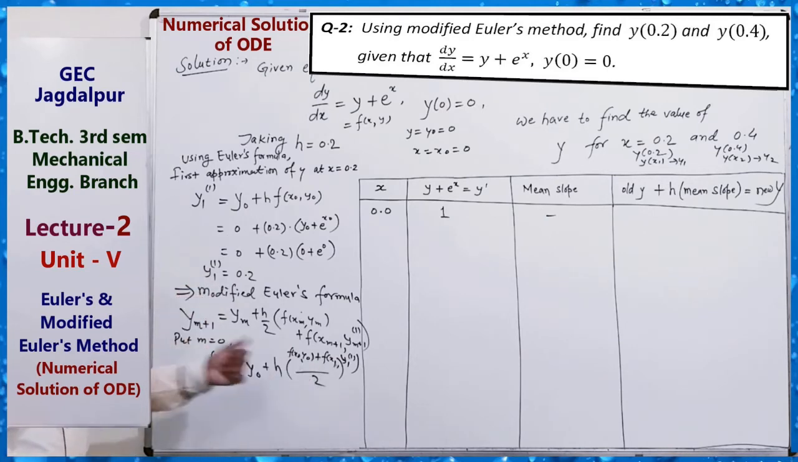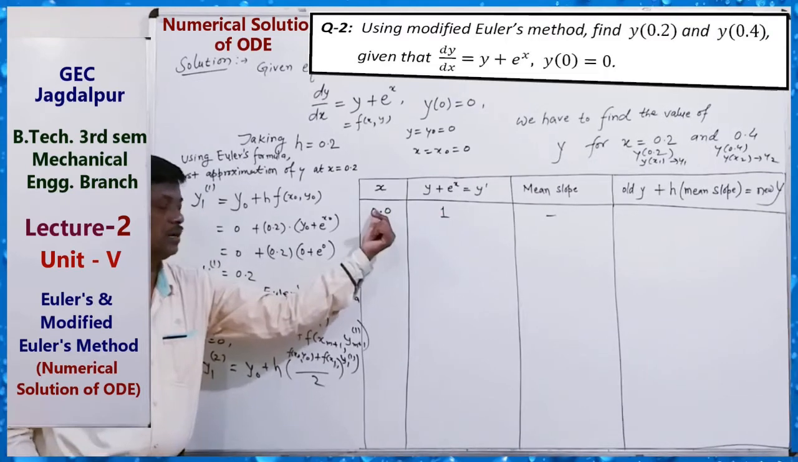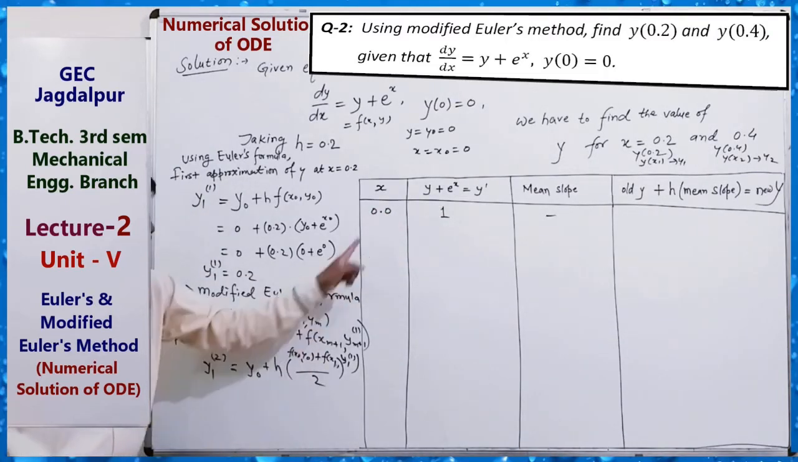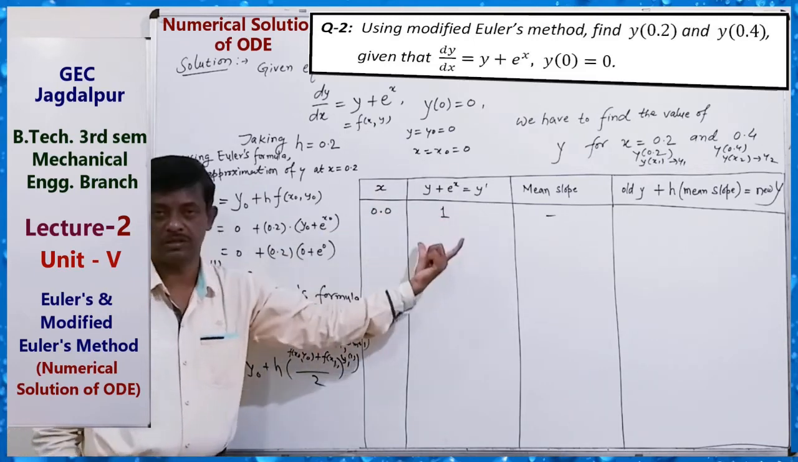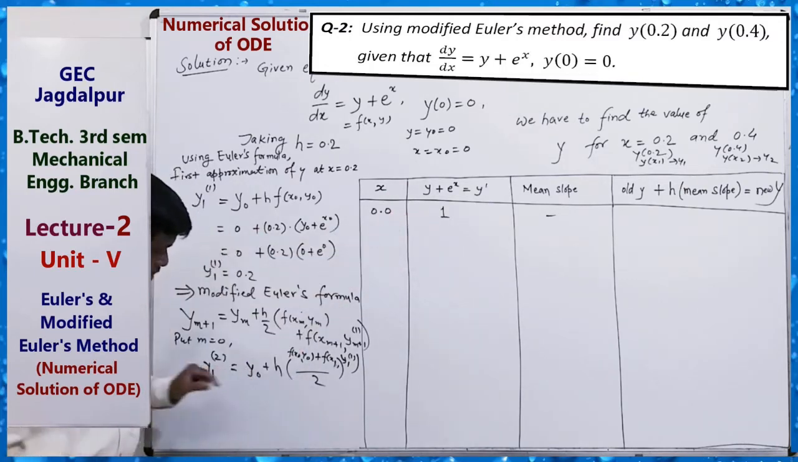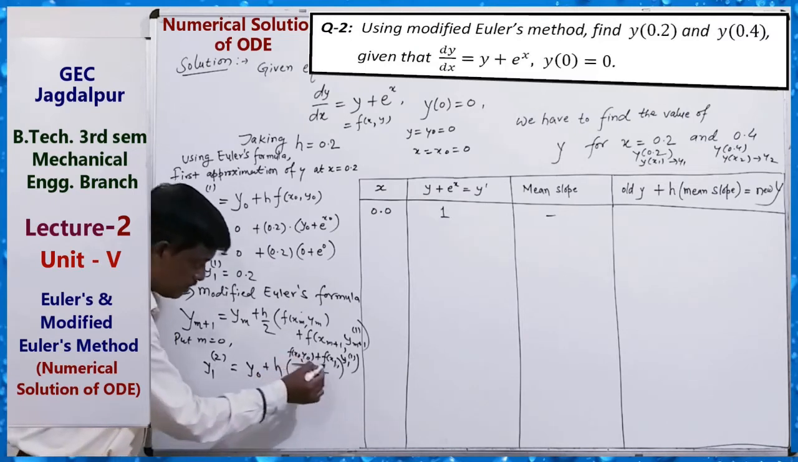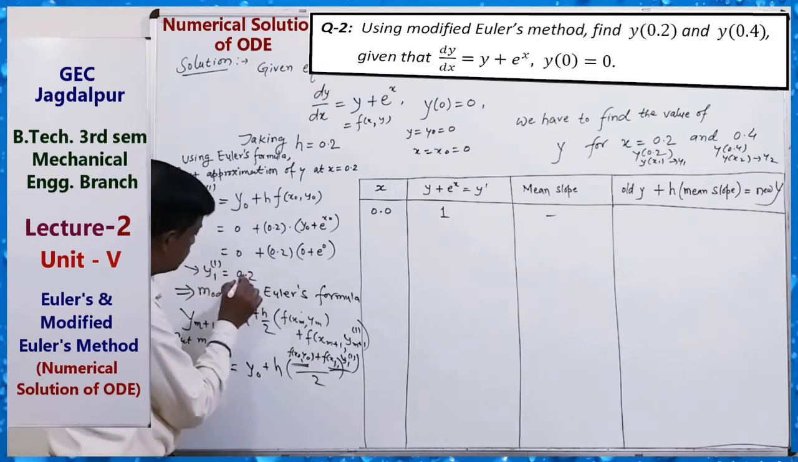From here we can get x0 equals 0, y0 equals 0. So y1 first approximation equals y0 plus h times e to the power 0 plus 0, which is 1. This is the first slope. This value is obtained by taking the previous value of y. Okay? You can use this value.